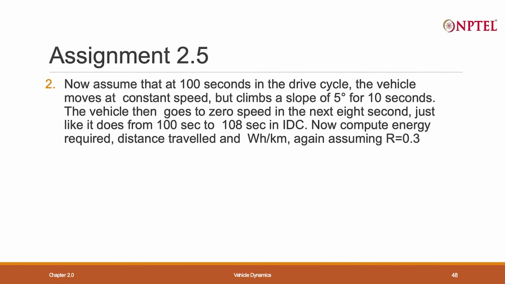Now I am going to change the drive cycle. I assume that the first 100 seconds in the drive cycle is exactly what I defined for IDC. But after that it climbs a slope at 5 degrees for 10 seconds, and then the vehicle is taken to 0 speed. Climbing it at a constant speed, I have taken it at a low enough speed, then the vehicle goes to 0 speed, just like in IDC. So, I have changed your drive cycle.